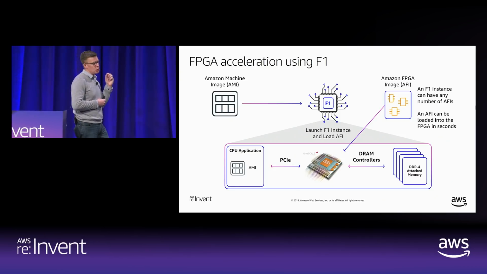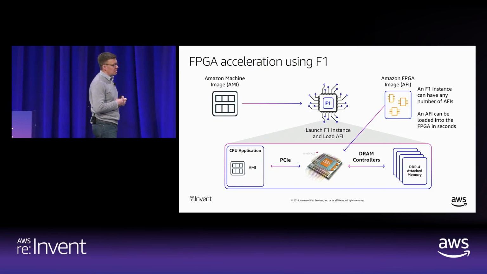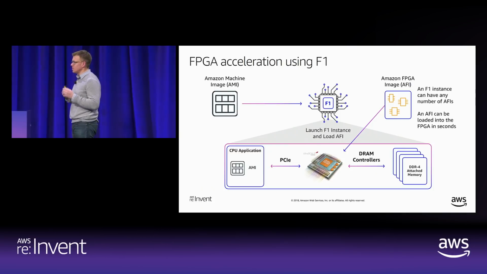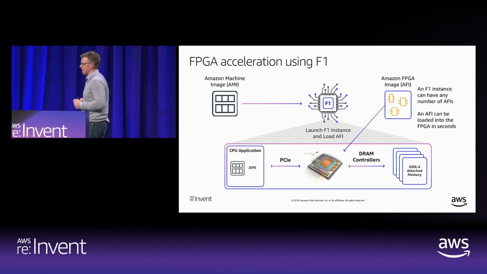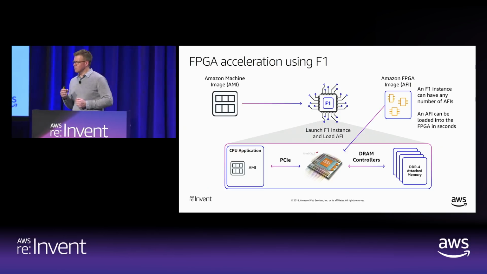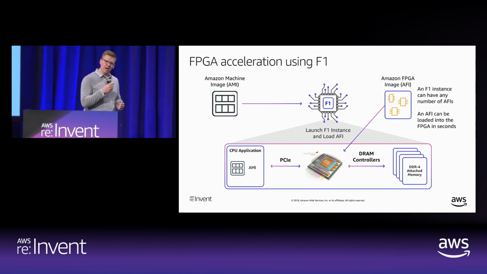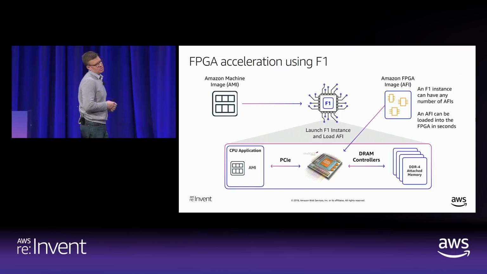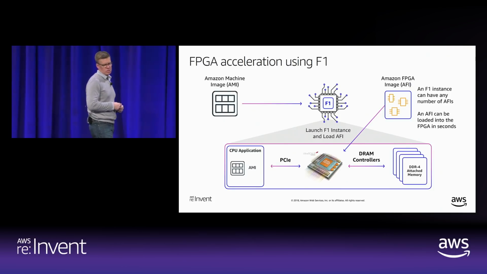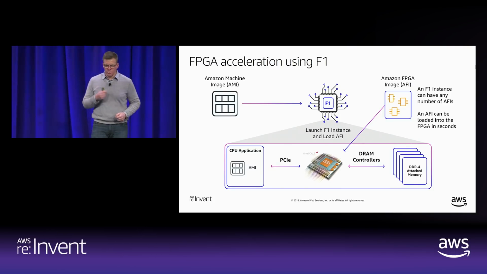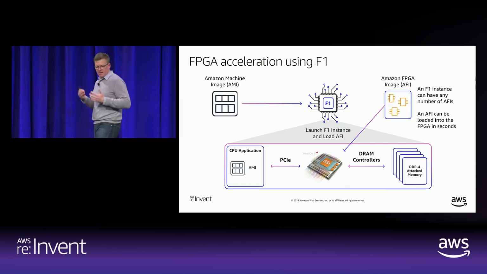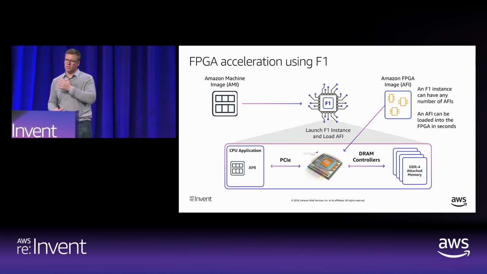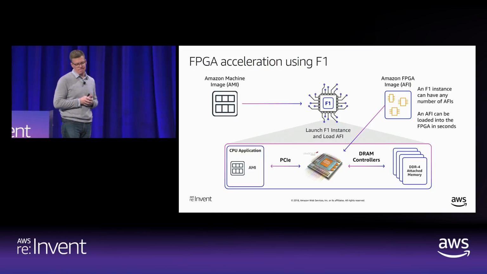But we've introduced a new thing called an AFI, and that's an Amazon FPGA image. Very similar characteristics to an AMI, but the key difference is that the AFI ID, similar to an AMI ID, represents the FPGA image that gets loaded on the FPGA. And so with the AMI and AFI on the F1 instance, you have a host and an FPGA image that you can load at any point in time.